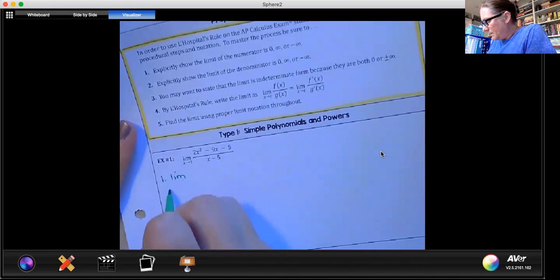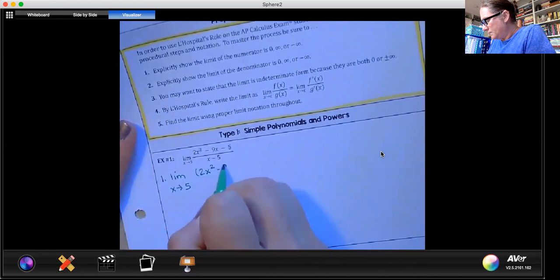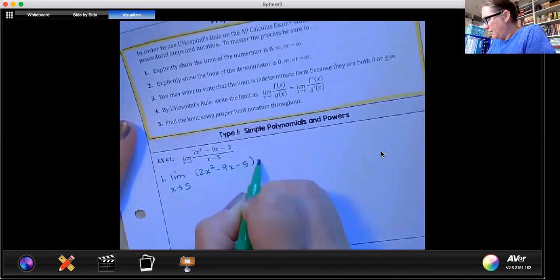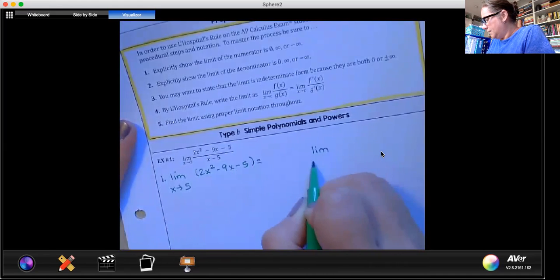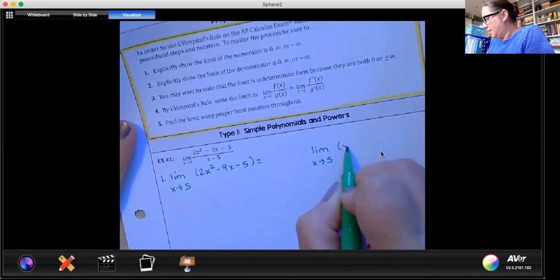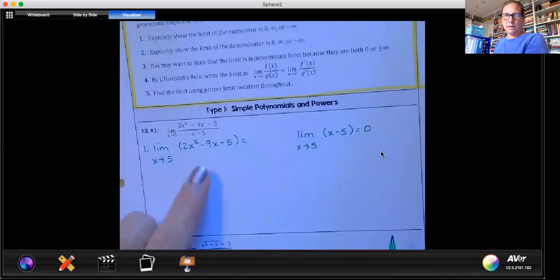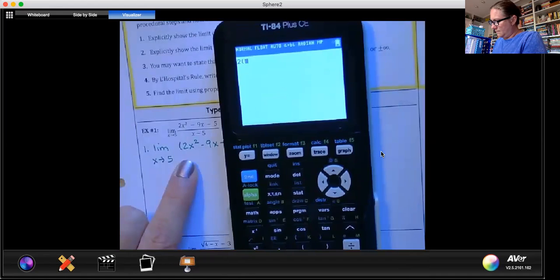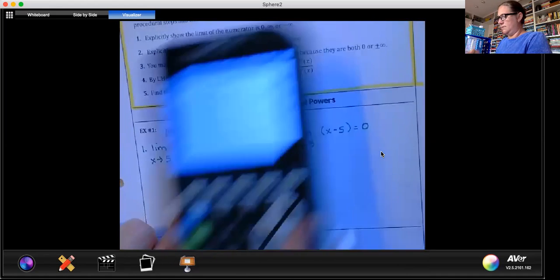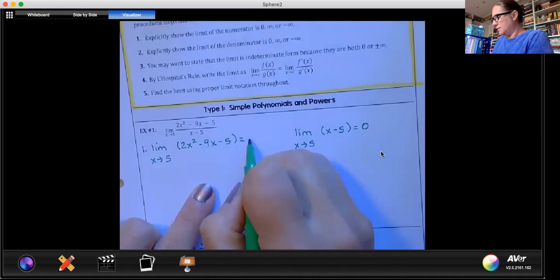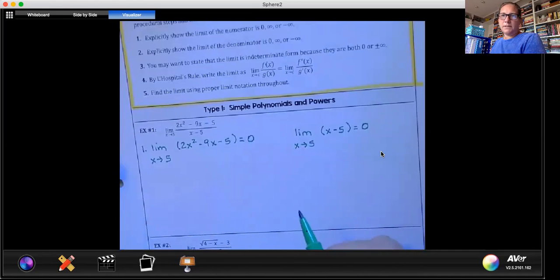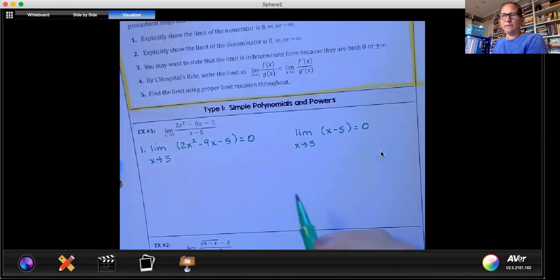As we look here at problem number 1, we begin the process by setting up the limit as x approaches 5 of the numerator and finding that value, and then setting the limit as x approaches 5 of the denominator and finding that value, which here we know very quickly is 0. So just real quick, 2 times 5 squared minus 9 times 5 minus 5 is 0. And in order for L'Hopital's rule to work, 0 and 0 is what you would find here, or infinity and infinity.